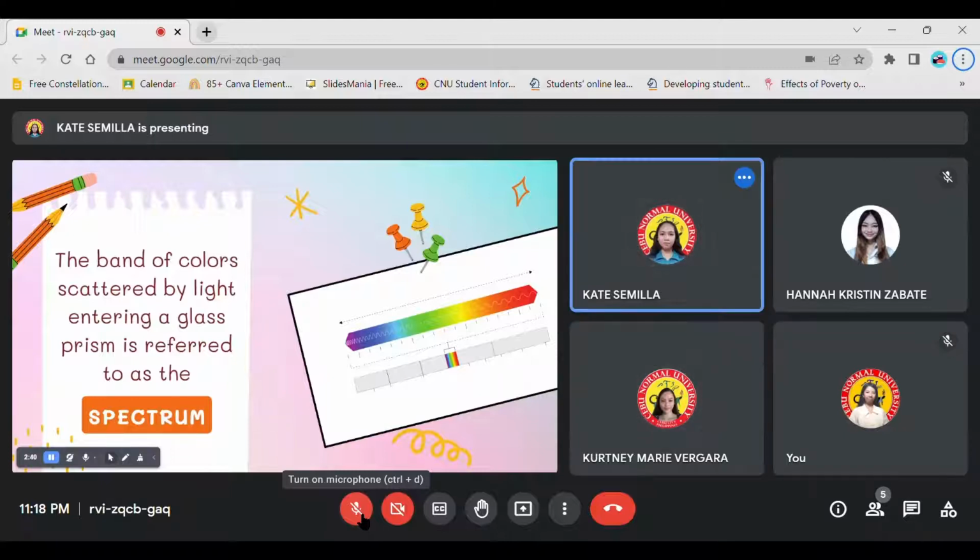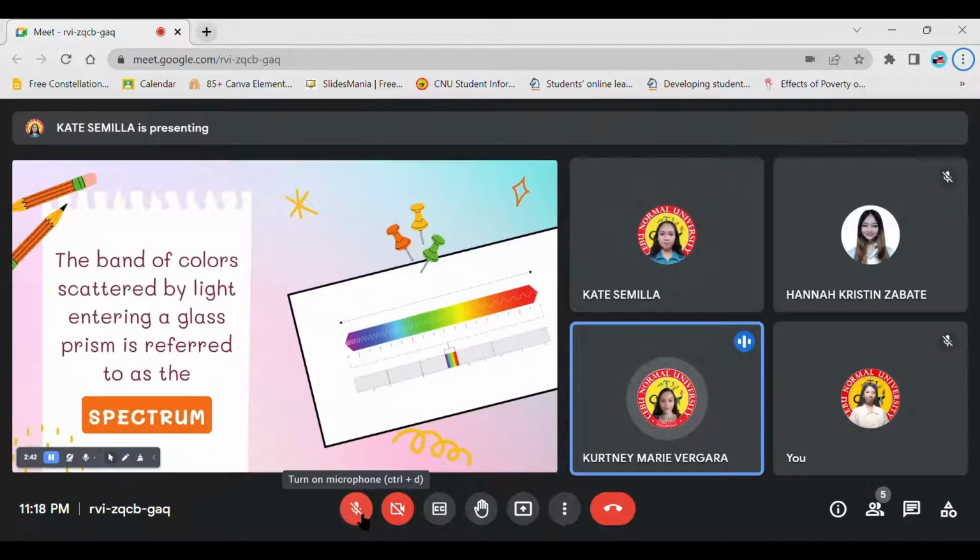Spectrum. It is the band of colors scattered by light entering a glass prism. Spectrum is the different wavelengths of energy produced by a light source, and it produces different perceptions of colors because it varies with wavelength or frequency. So each wavelength is associated with a distinct color. The color we see is a result of which wavelengths are reflected back to our eyes.